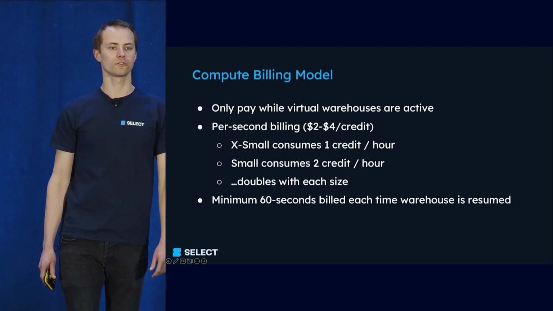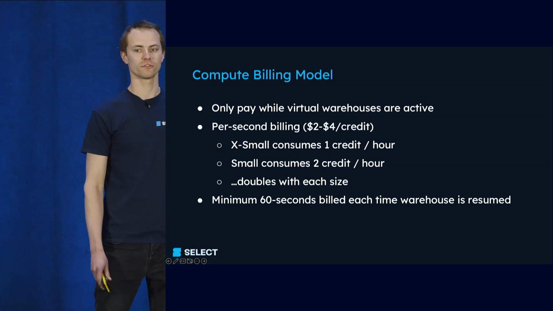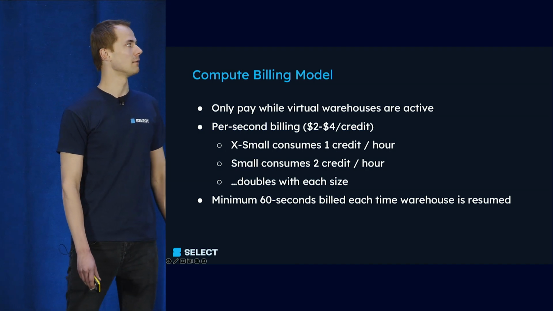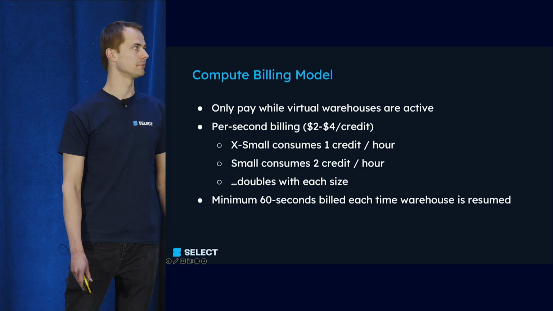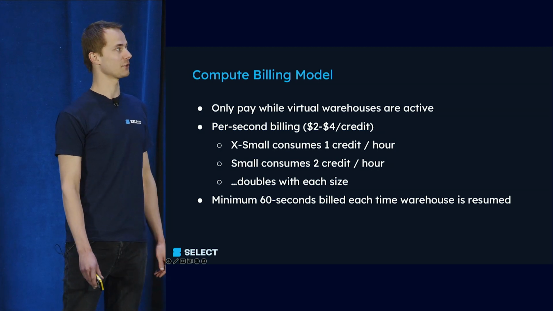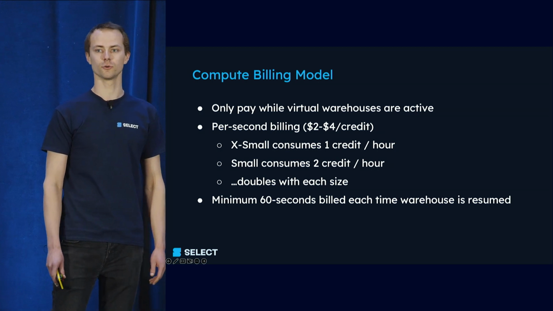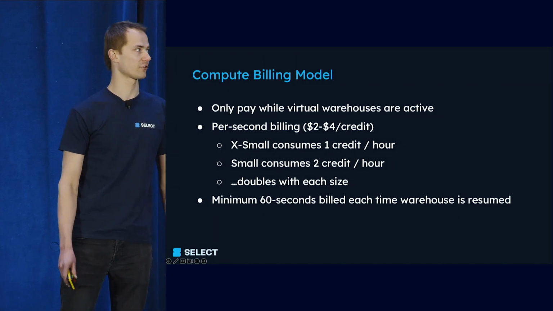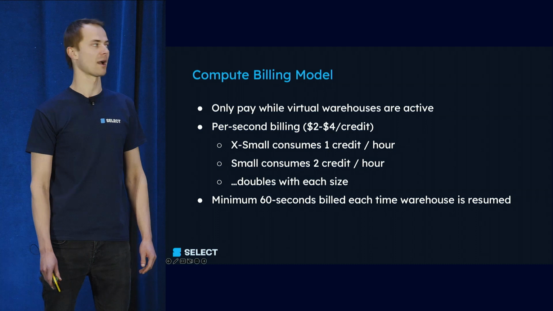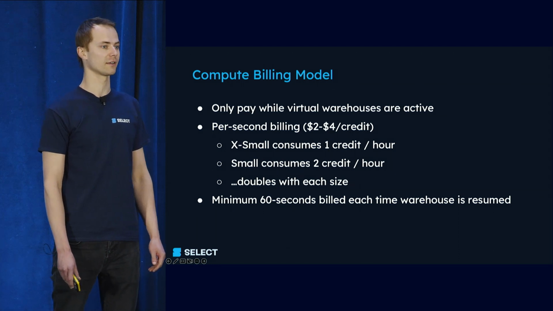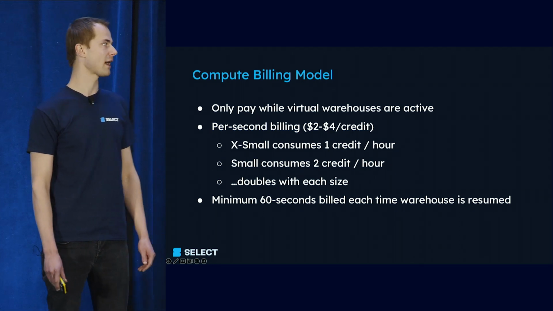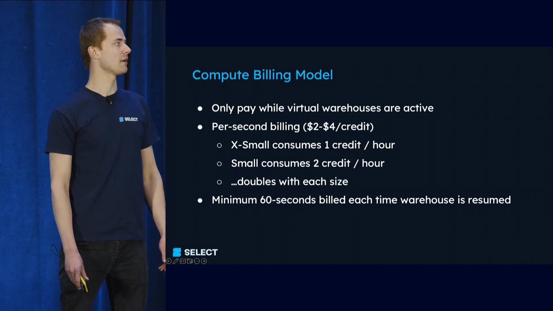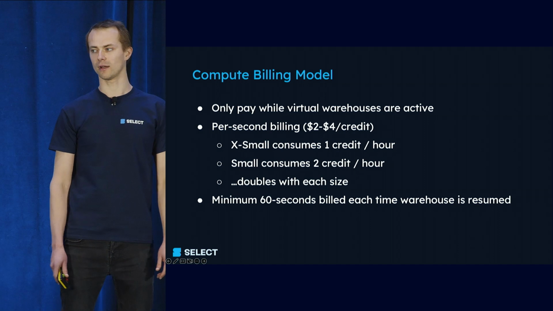So Snowflake uses usage-based pricing, which means that you're only paying for the resources which are active at any given time. And it also uses per-second billing. Snowflake has a currency called credits, which are between $2 and $4, depending on your Snowflake edition. And each warehouse size consumes a different number of credits per hour. So the smallest warehouse in Snowflake is the extra small. That's 1 credit per hour. The small is 2, and so on. And there's a minimum of 60 seconds billed each time a warehouse is resumed.